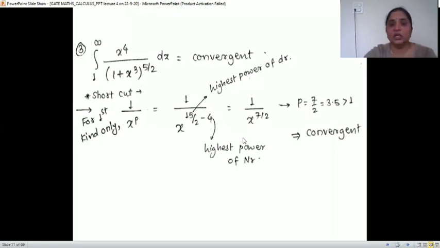And then we have to check the limit of f of x upon g of x, and whether it is finite and non-zero. If it is so, then we can say both are convergent or both are divergent. So to avoid that much work, what we just check is 1 upon x raised to p, the highest power of x, and x raised to 7 by 2 is there, and 7 by 2 is nothing but 3.5, which is greater than 1. If p is greater than 1, we can say it is convergent. So the given integration is convergent. Getting? Good.